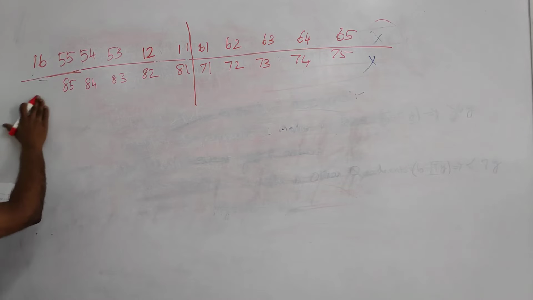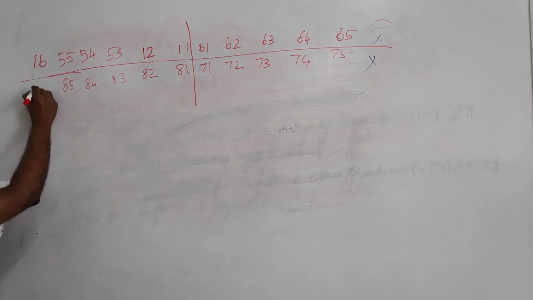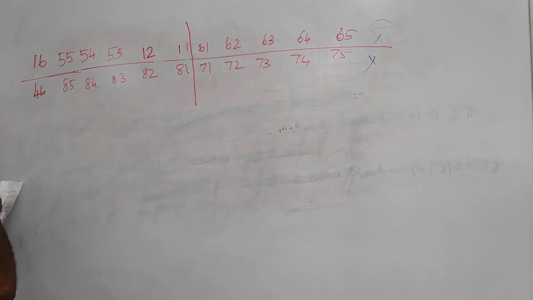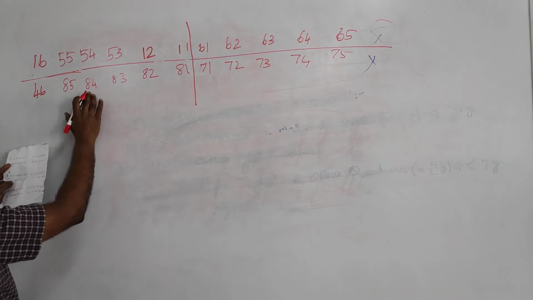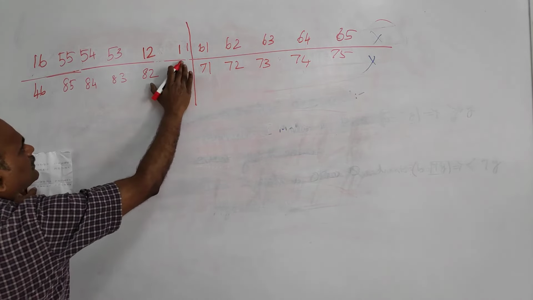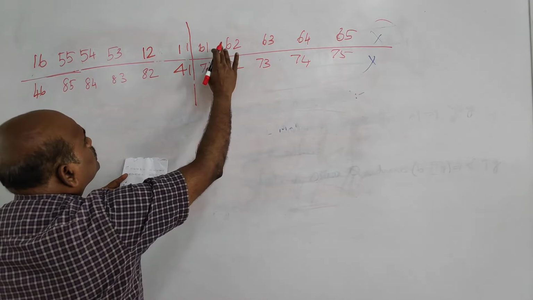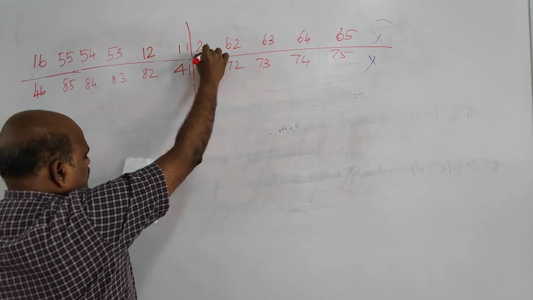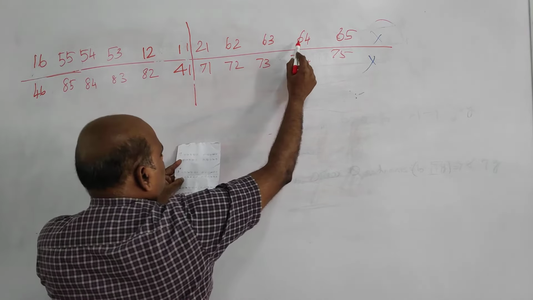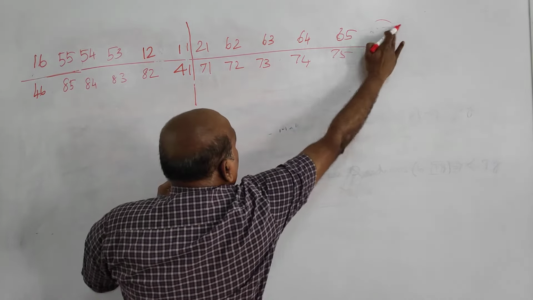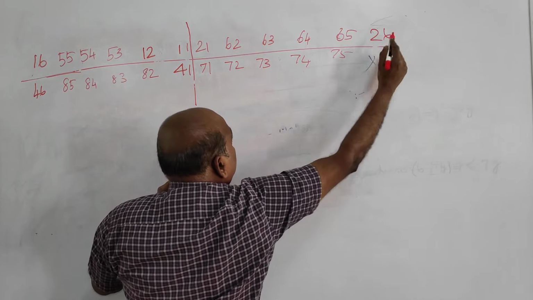Here it is 4 6. Then 8 5, 8 4, 8 3, 8 2. But here it is 4 1. Here also 2 1, 6 2, 6 3, 6 4, 6 5. Then here 2 6 is there.